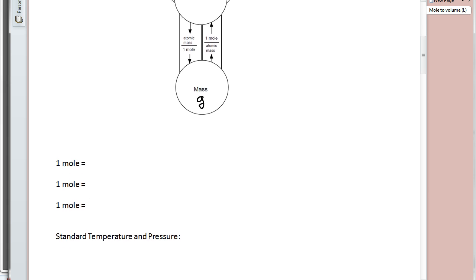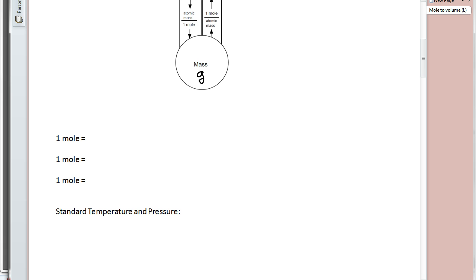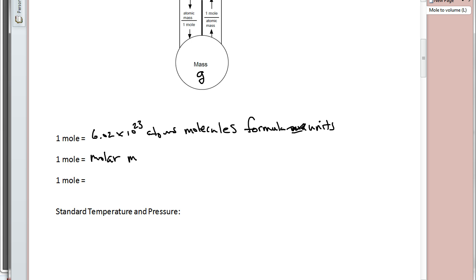And so the story so far, we've talked about what a mole is equal to. We said that a mole is equal to 6.02 times 10 raised to the 23rd power, and that could be atoms or molecules, depending if we're talking about a molecular compound, or formula units, if we're talking about an ionic compound with a metal and a non-metal in it. So we'll scratch that out there. We also said a mole is equal to molar mass, and that's sometimes talked about as atomic mass, which means the same thing.